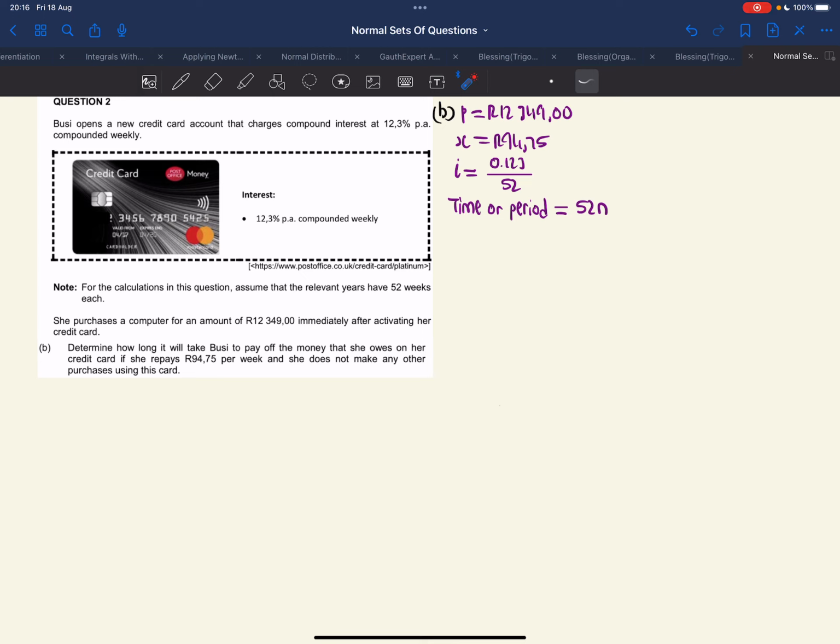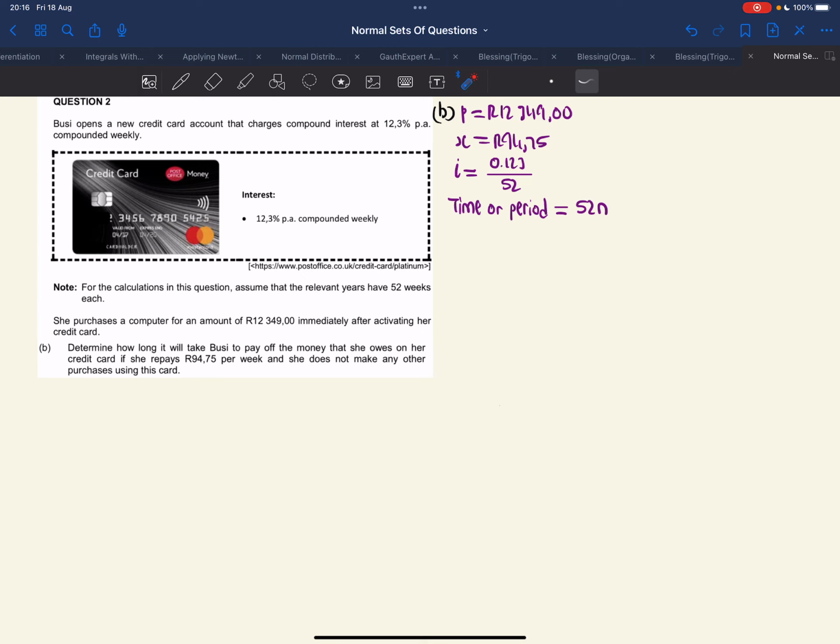And whenever you compound, you always divide your interest by that number of compounding periods, and you always have to multiply the time you were given by that number as well. So if it was quarterly, it would be multiplied by 4. If it was monthly, we'd say 12n. If it was half yearly, it would be 2n. You get me? Right.